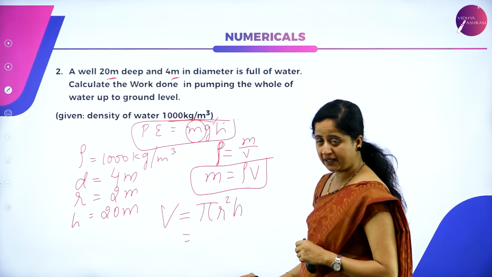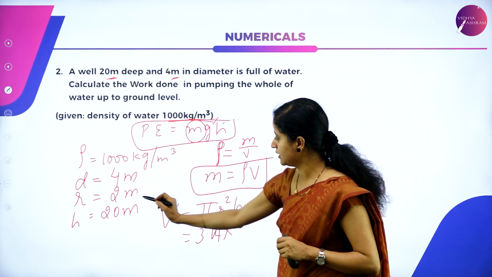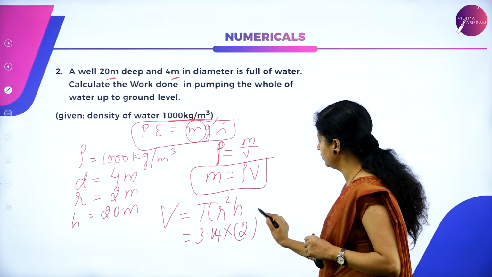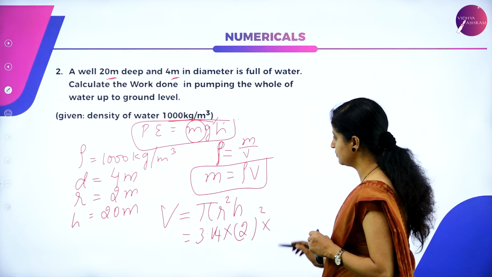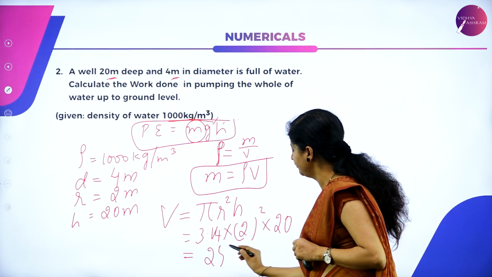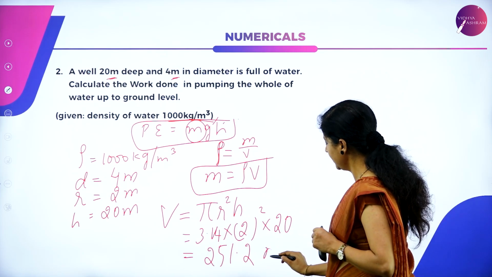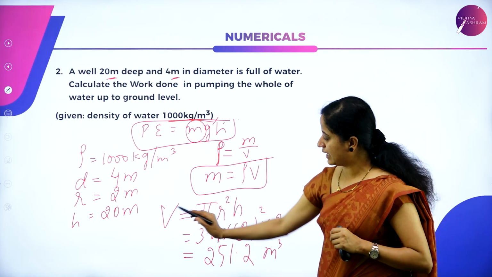So what's the value of pi? It is 3.14, and the r value is known to us, that is 2, and we'll get 2 square into the h value, that is 20. So simplify this, you will get 251.2, and the volume we are calculating, and hence the unit is meter cube. Now we know the value of V.